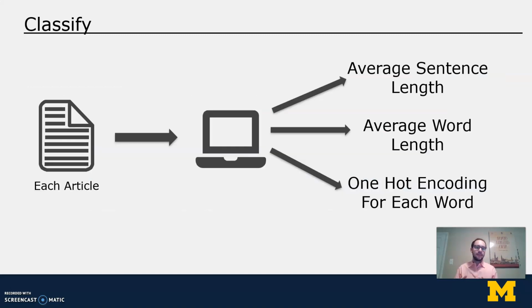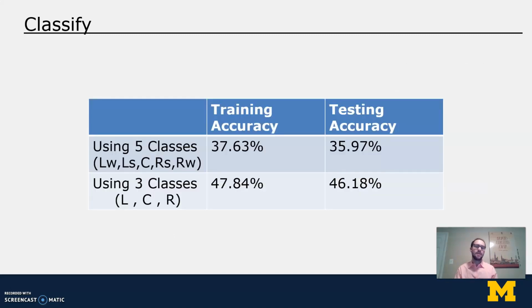So for each article in our data set, from those 15 media publishers, we calculated the average sentence length, the average word length, and did one hot encoding for each word, which basically assigns a 1 if the word is present or a 0 if it's not. This left us with a massive data frame. We ran that through R's naive Bayes classifier and ended up with about 36% testing accuracy on those previous 5 classes. That accuracy rose about 10% when we combined the skewed and winged on the left-leaning and right-leaning side into just left and right news.